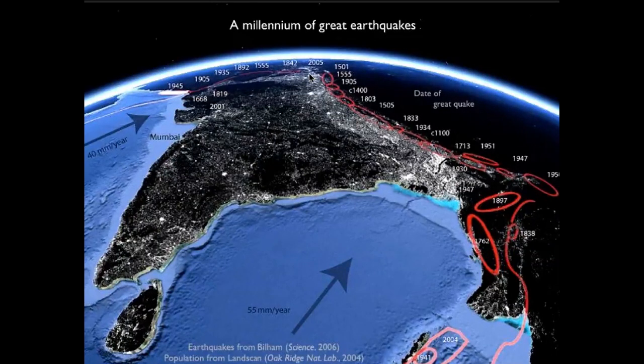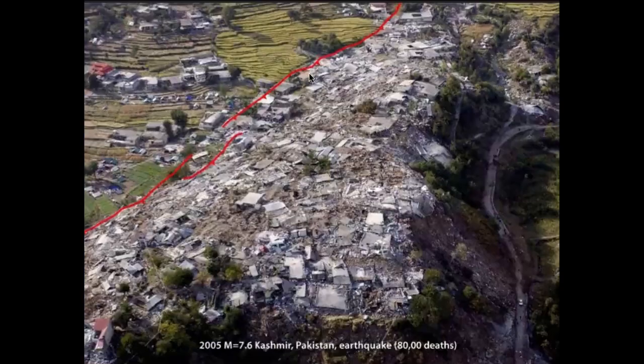Only one relatively moderate earthquake has occurred on this boundary in recent memory. That's the Pakistan earthquake, just at magnitude 7.6. It took 80,000 lives. This is Balakot Hill at the site of that earthquake. 1,600 people alone lost their lives on this hill. Every single building on that hill has been destroyed.